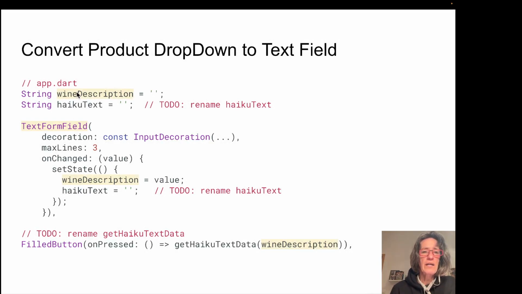For this, we look at the place where that input mask, the form, is generated. And there we need to add a wine description. So I just add it as a string, as a text form field. The text form field grabs the wine description. And then later on, when you press the button get haiku, the wine description rather than the Google product gets dropped in here. I still didn't rename this text. It's still called get haiku text data. That would be renamed in the next step.